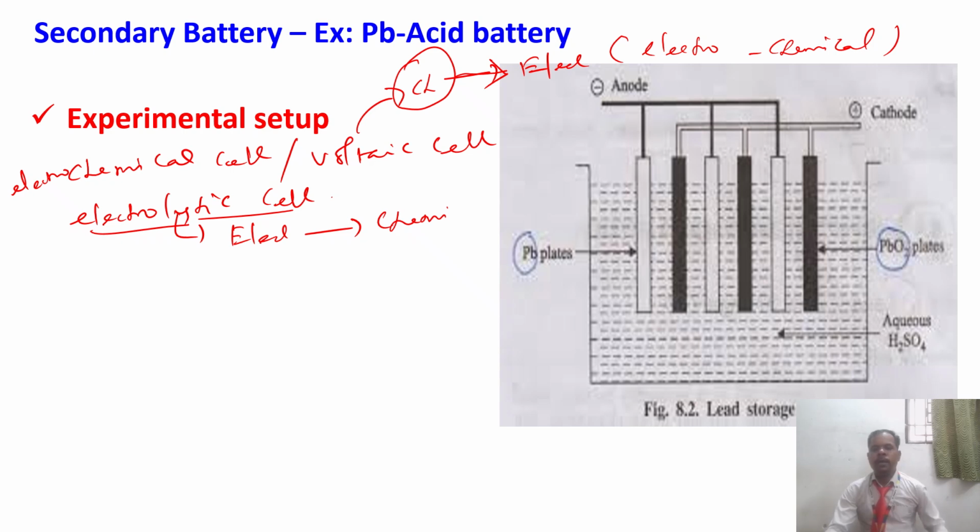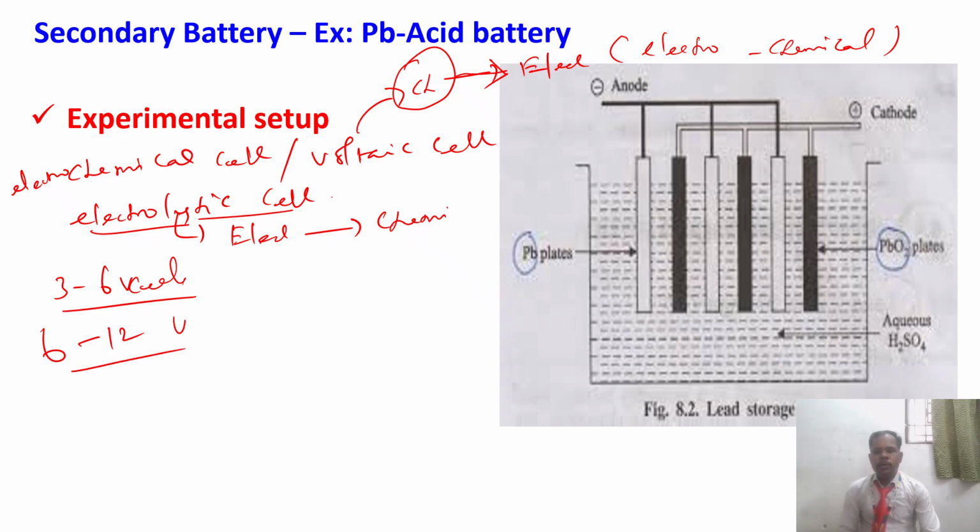A lead acid storage battery consists of a number of voltaic cells connected in series, about 3 to 6 voltaic cells, to produce a 6 to 12 volt battery.